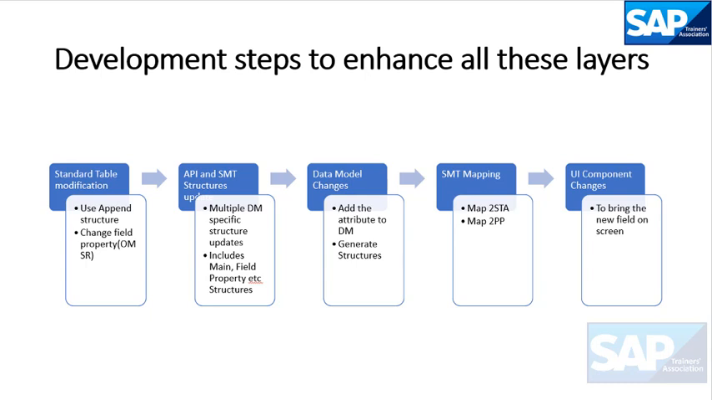In data model changes, we'll just add the attribute and generate the structures. In SMT mapping, we have two structures that we need to map. One is table to staging, and then staging to API. So these structures will have to be enhanced. In UI configuration, or UI enhancement, we mean that we'll have to bring that field. We'll have to put that field somewhere, as a user will need to fill that field to use it.